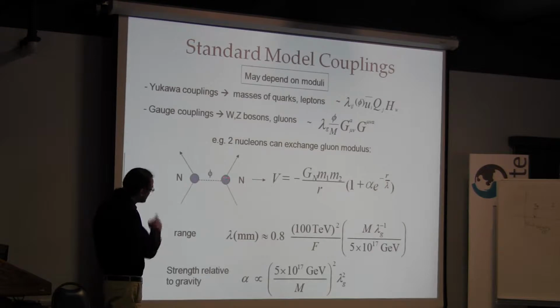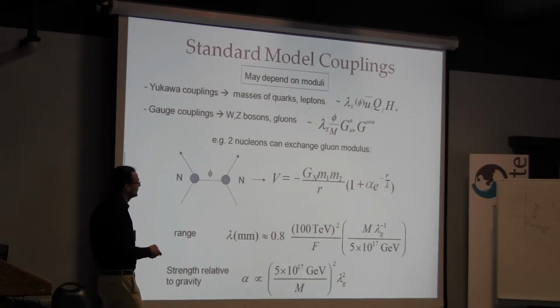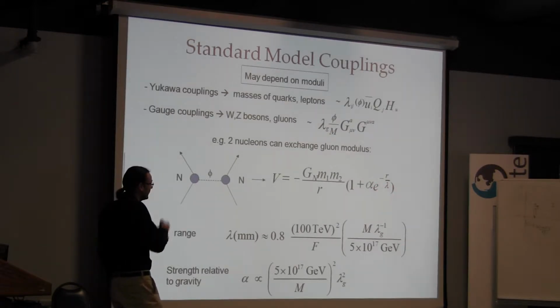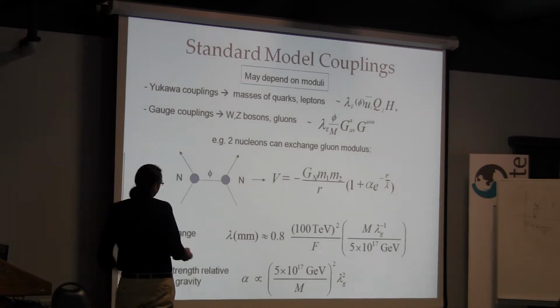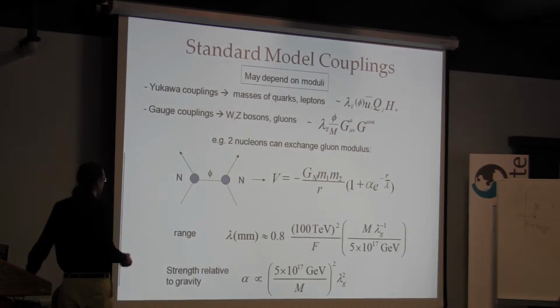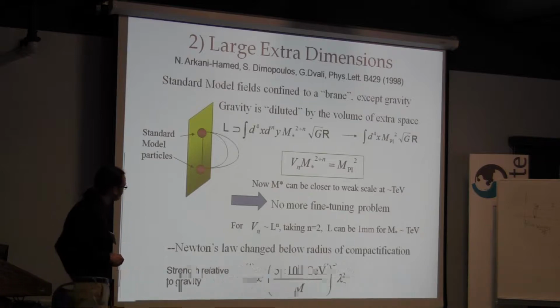They can exchange this gluon modulus, and in doing so, they can create a potential that looks like a correction to the Newtonian potential between these objects, where you have this strength, alpha, which is just some number that describes how strong the interaction is relative to gravity. Then you have some length scale, which is the Compton wavelength of the particle, which describes what range that interaction occurs in. The natural scales here turn out to be right at the millimeter scale, and the strengths are naturally of gravitational strength.